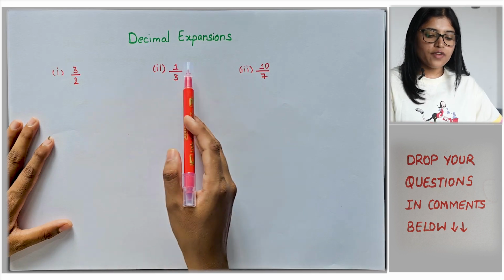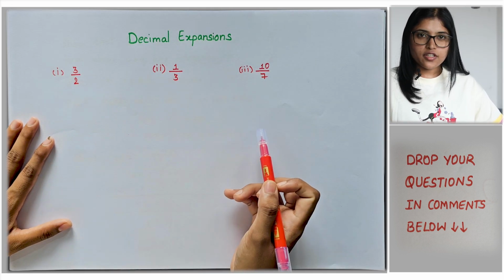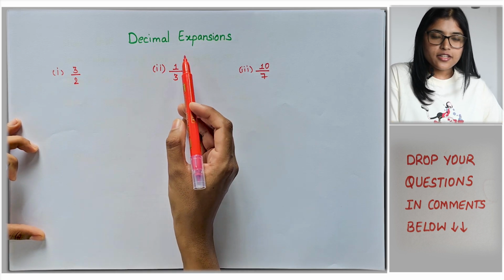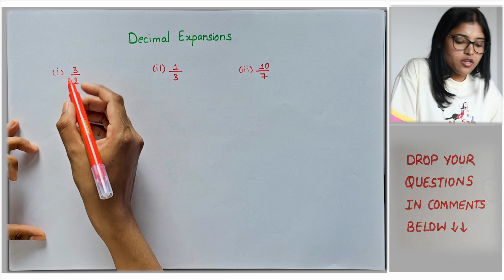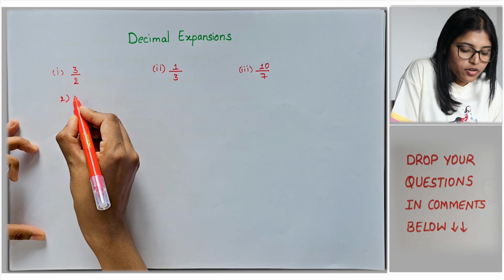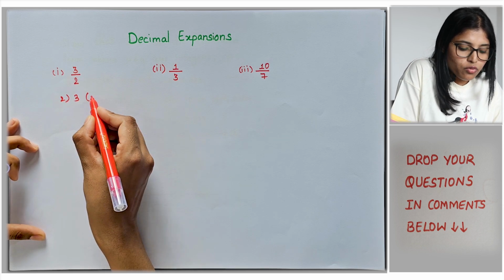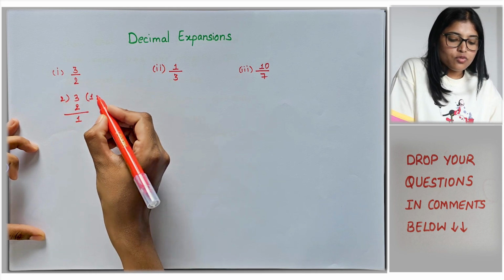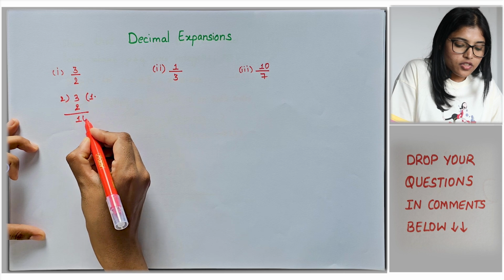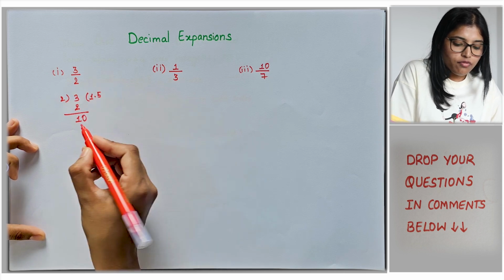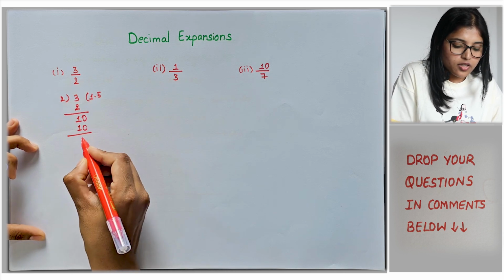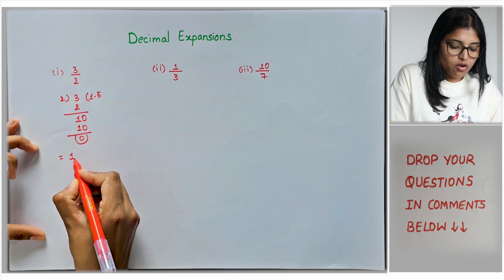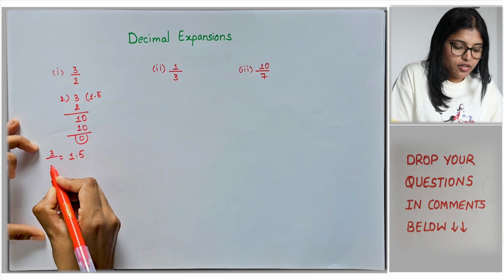Let us start with trying to find decimal expansions for the following fractions. The first fraction is 3 by 2. We can find this decimal expansion by doing long division. So we start doing long division of 3 by 2. So 2 ones are 2 and 1. So we take a decimal here, and which gives us a 0 here, so 10, and 2 5s are 10, and we are left with nothing. So we got the answer as 1.5.